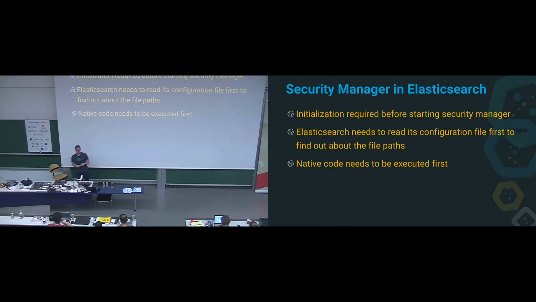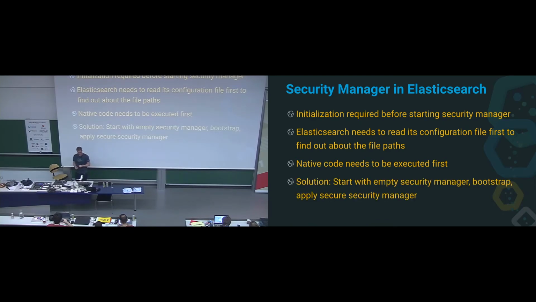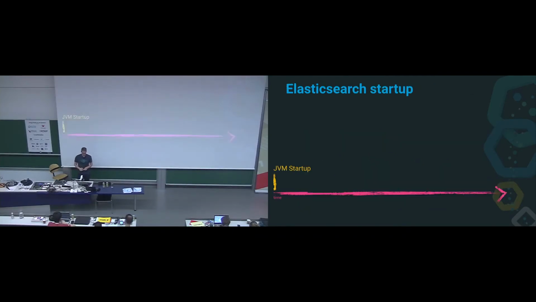But native code means we have native Linux system calls, which we can protect, or we want to make sure that the security manager is not yet active, because this kind of calls is something that should be prohibited after startup. And the whole idea is basically start with an empty security manager. This is what every Java application is doing by default. Do all of this fancy initialization work, and then enable it. And this is basically what it looks like.